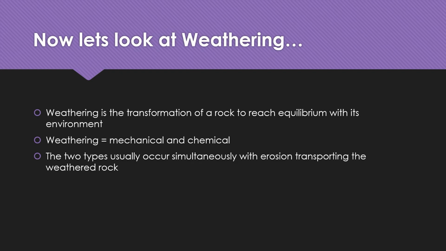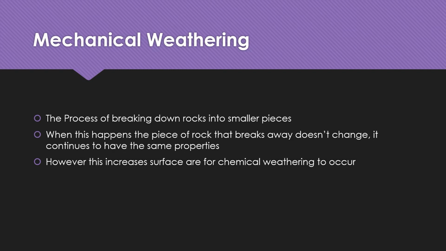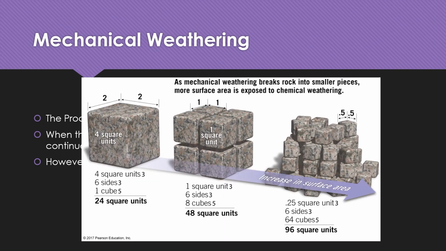Mechanical weathering is the process of breaking down rock into smaller pieces. When this happens, the piece of rock that breaks doesn't change. It still has the same properties. However, what does change is the amount of surface area that is present, which allows for chemical weathering to occur. So you have a rock that has 4 sides of surface area. It gets broken up into smaller units, 4 of them. Okay, so now you have more surface area, and as it breaks down even more, you have more surface area, which makes it easier for it to break down with chemical weathering.